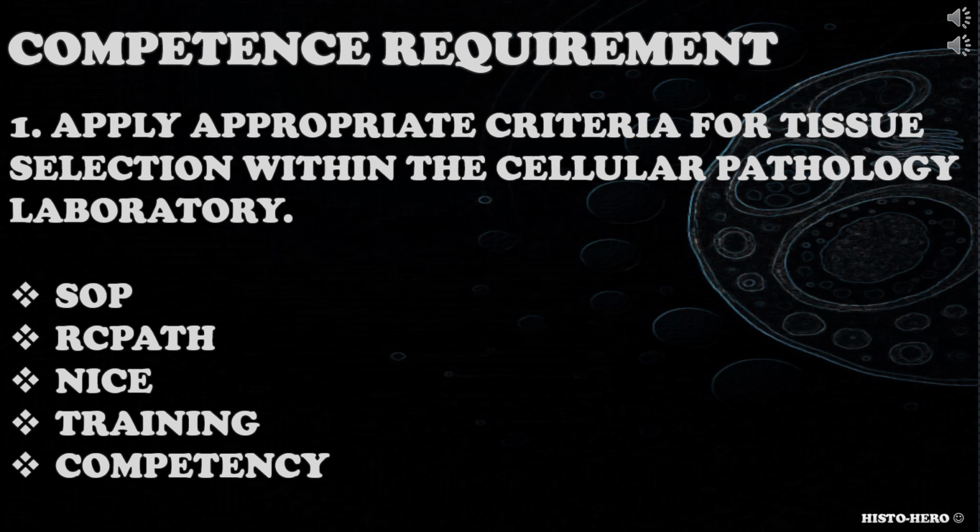The first competence requirement for this section is for you to apply appropriate criteria for tissue selection within the cellular pathology lab. What are the criteria for tissue selection in your lab? What tissue selection procedures can you perform in your lab? Why are you selecting certain blocks for certain tissues? Show your understanding of the tissue selection procedures. Consider SOPs, RC Path and NICE guidelines, your training and competency documents.